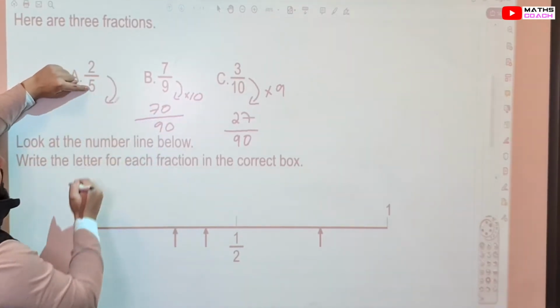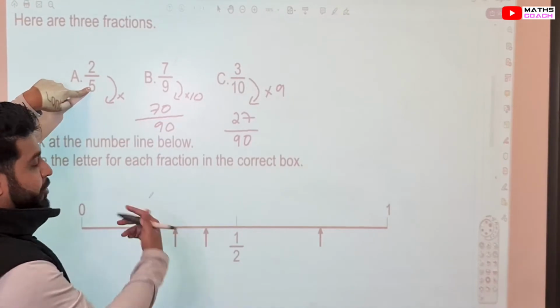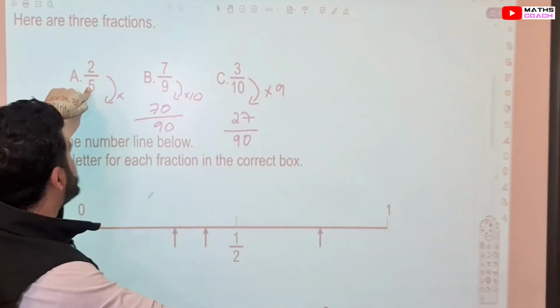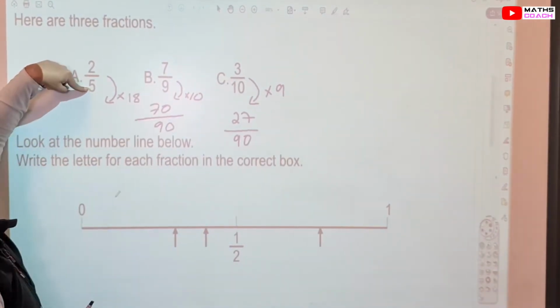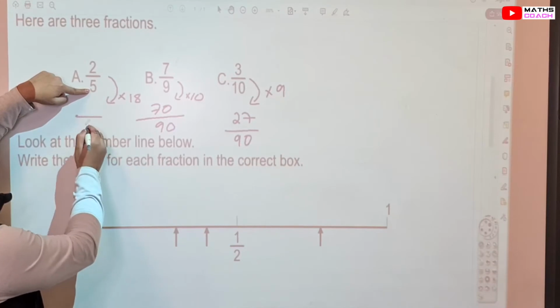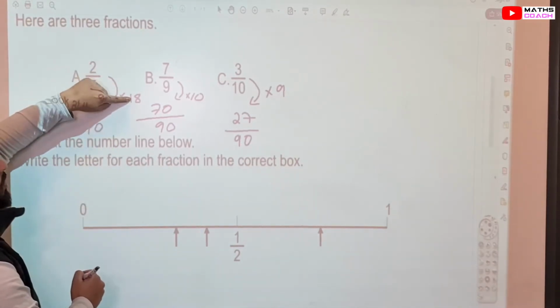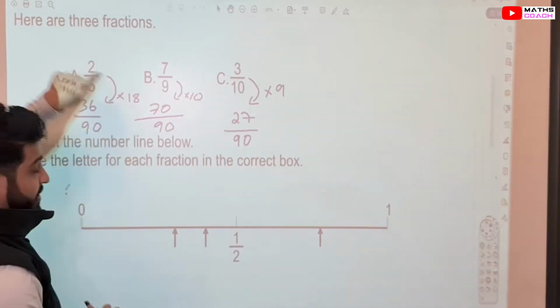Lastly, how do we get the 5 to become 90? Well, this one might be quite tricky to do, but you can use different methods, such as counting up in the multiples of 5. But it's 5 times 18 that you need to make this 90. So that will give us 90 at the bottom as the denominator. So 2 now needs to be multiplied by 18. 2 times 18 is 36, okay?